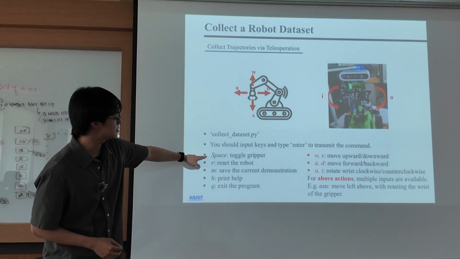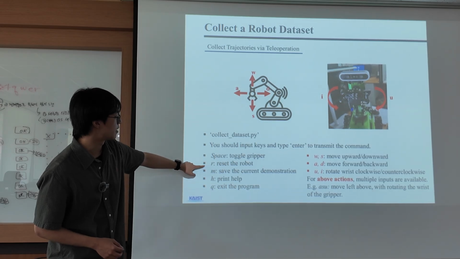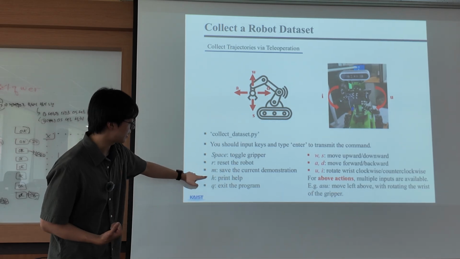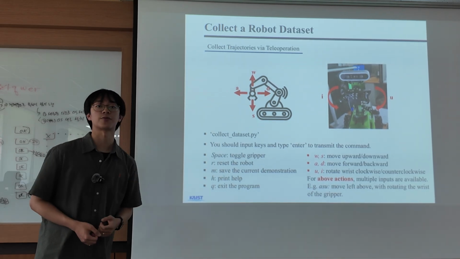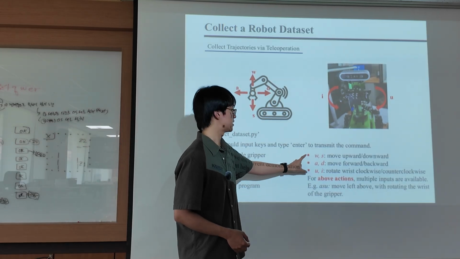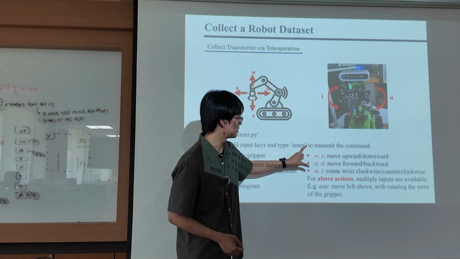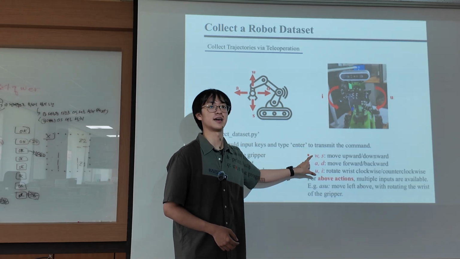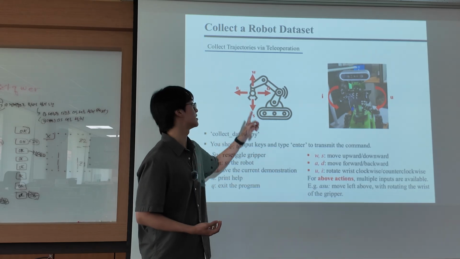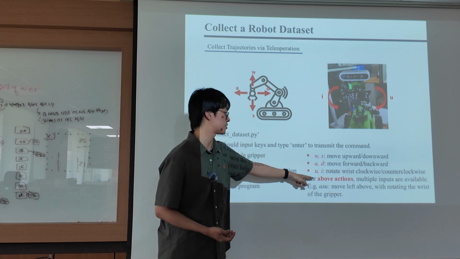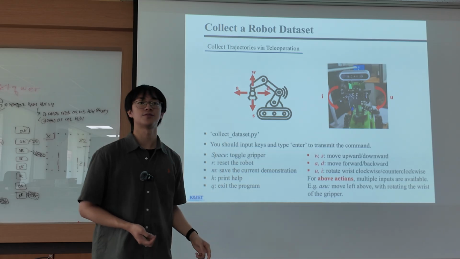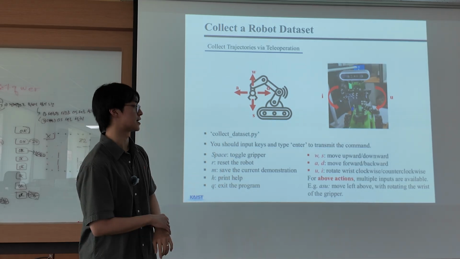If you press space, you can toggle the gripper, R to reset the robot, M to save the current demonstration, H to print help, and Q to exit the program. You can read the code. During the teleoperation, it doesn't execute right after you press W, so it doesn't go up yet. You should press Enter, but you can also press multiple actions at once.